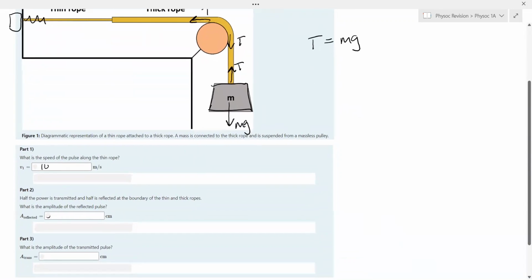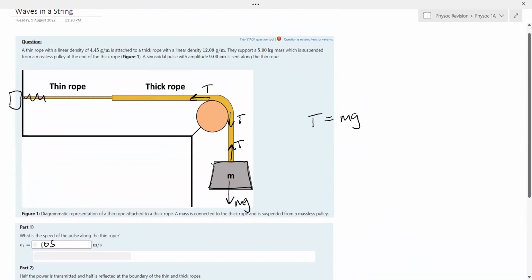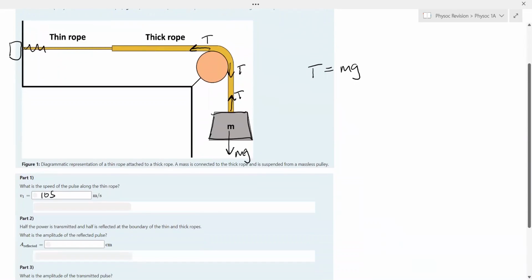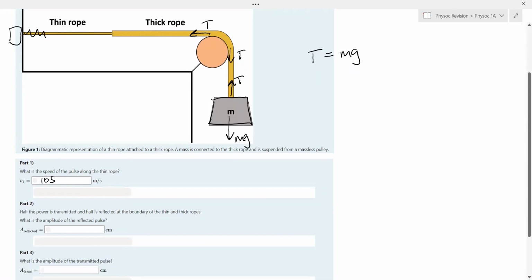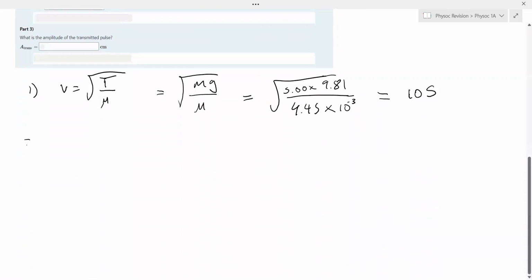So it's going to be 105 meters per second. Then the next part: half the power is transmitted and half is reflected at the boundary of the thin and thick ropes. So the first part is, what is the amplitude of the reflected pulse? Let's look at our power equation. For power of a wave, we have half mu v omega squared A squared, and this is just for a one-dimensional wave. It's just a wave going through the string.